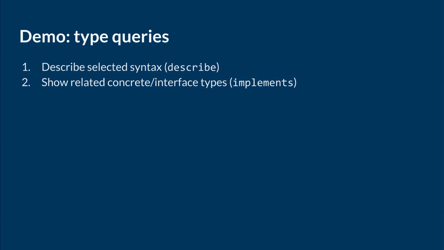So I'm going to show you now two of these queries. The first is describe, which lets you describe pretty much any piece of selected syntax, and it'll tell you all it knows about it. And the second is implements, which finds the relationship between concrete types and interface types, or their methods.